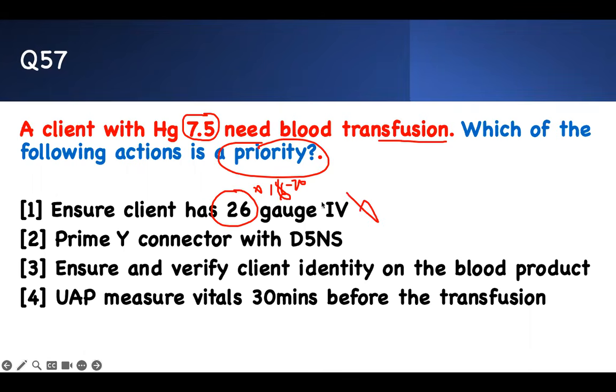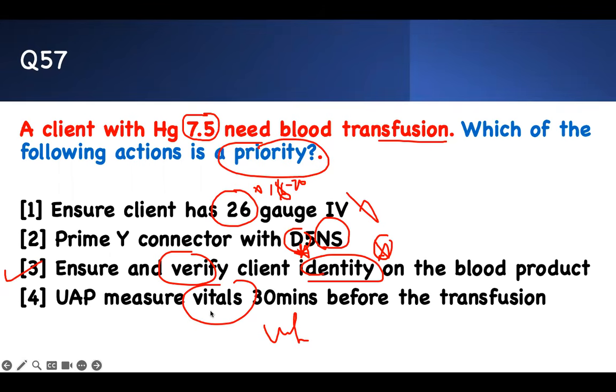So this is not it. Prime Y connector with D5 normal. There should be no dextrose. It's usually normal saline. Ensure and verify client identity on the blood product. This is number one. If you go and bring somebody else's blood to me, I'm in trouble. UAP measures vitals 30 minutes before the transfusion. Yeah, you need vitals, but if you give me somebody else's blood, I'm in trouble. Verification is number one. That's why you need another provider to verify it with you.